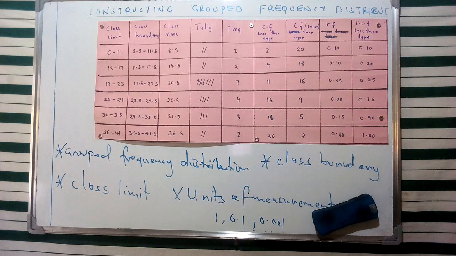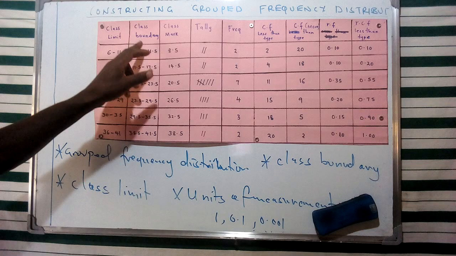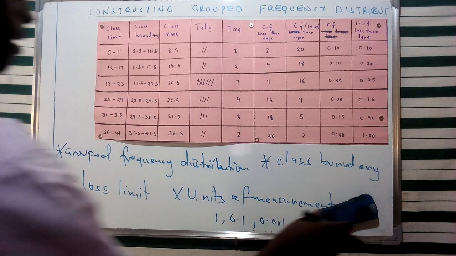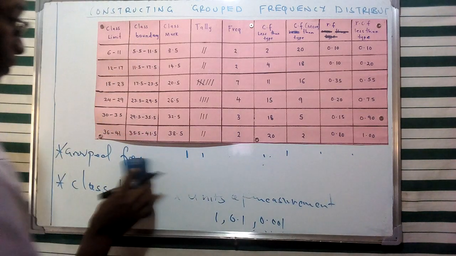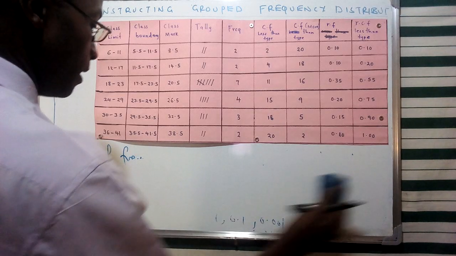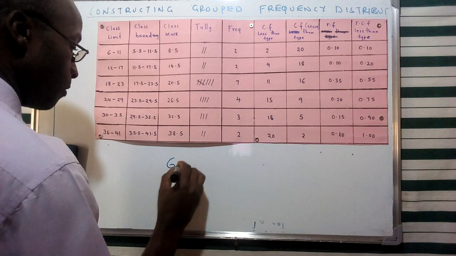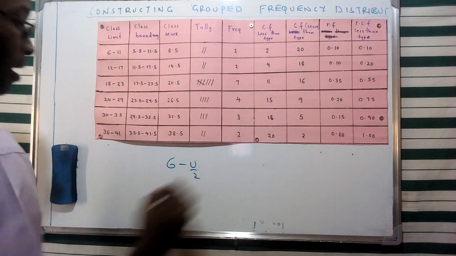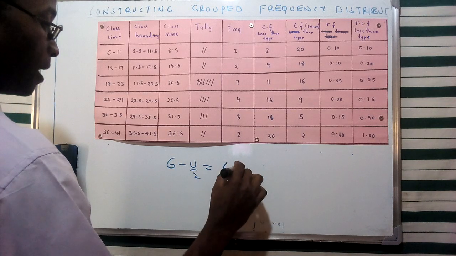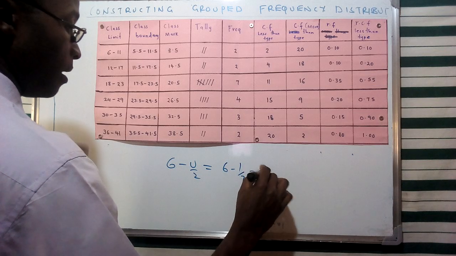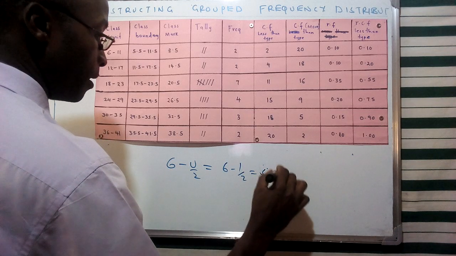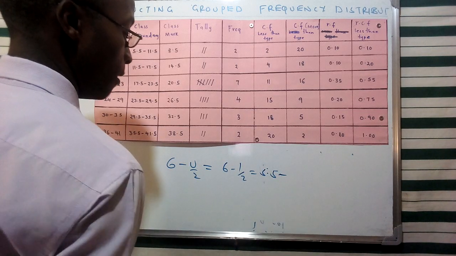And then next, we're going to see that to obtain this particular class boundary, I performed a specific operation whereby we take the lower class limit minus half the unit of measurement, which is 6 minus g over 2. This is going to give us 6 minus 1 over 2, which is 5.5, and this gives us the lower class boundary of the first class.